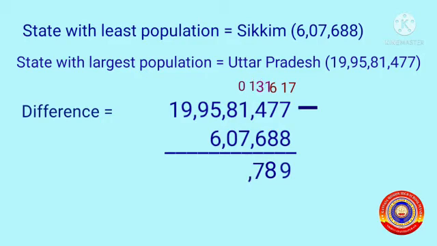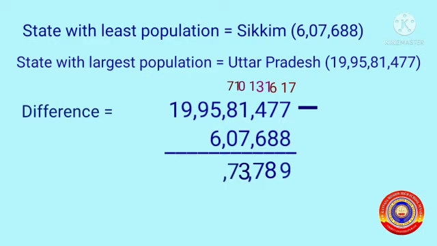Next, we have to subtract the numbers in the thousands place. Here the number is 0. Then borrow from the next number in the 10,000 place. Then 0 will become 10 and 10 minus 7 is equal to 3. Then the number in the 10,000 place becomes 7. 7 minus 0 is equal to 7.